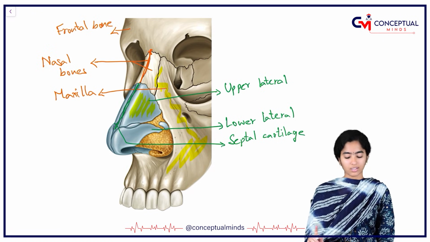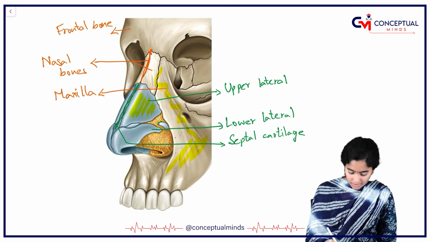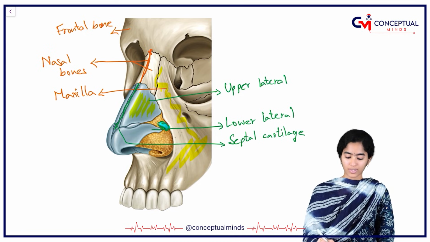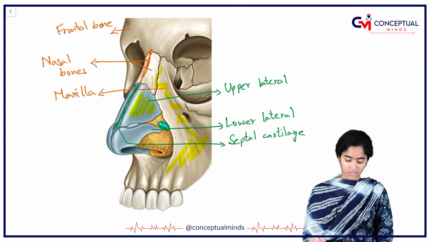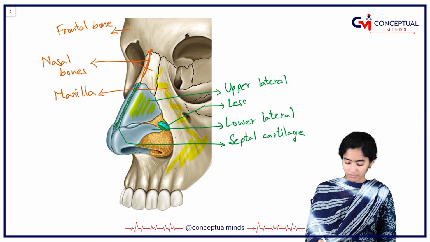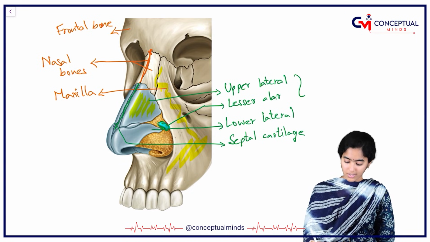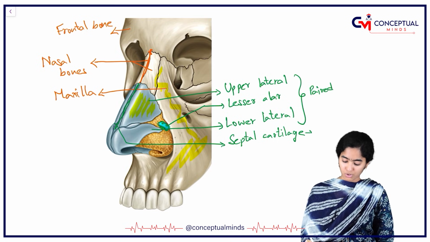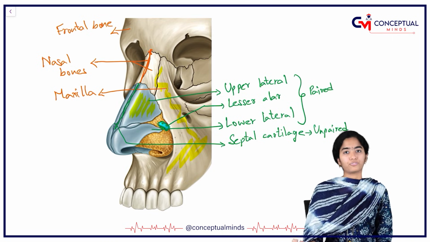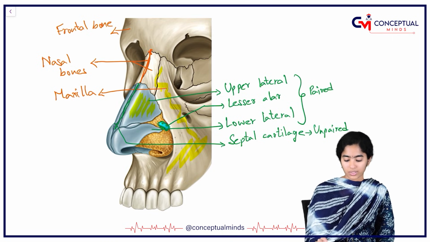And there is another cartilage. You can see here, this cartilage is known as the lesser alar cartilage. Now please understand that these three are paired and septal cartilage is unpaired. A few more things to be known about these cartilages.